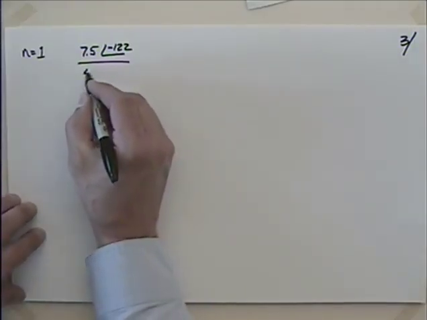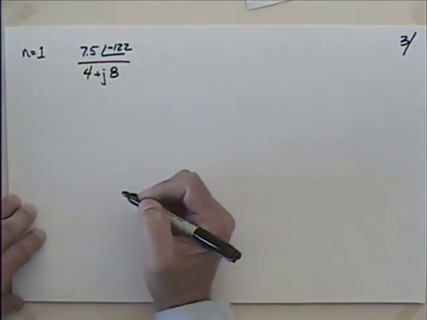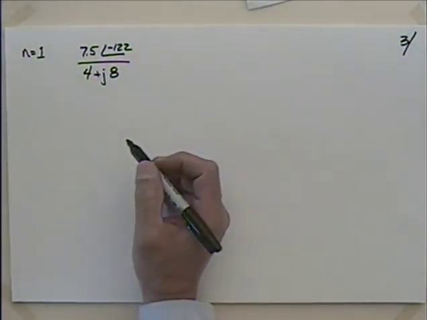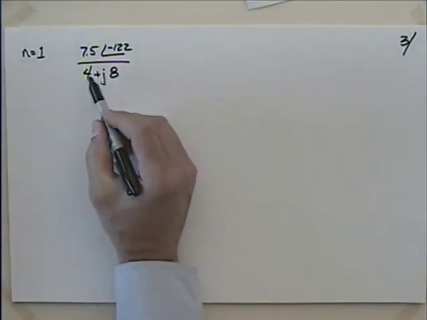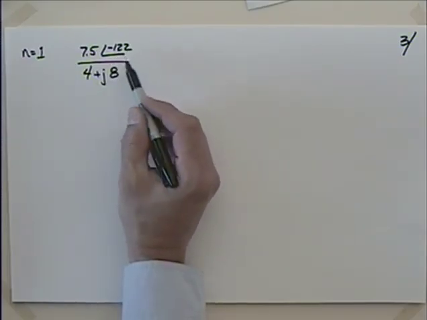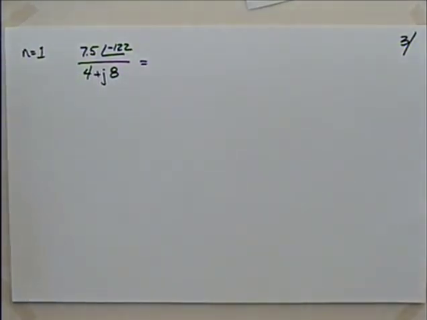So I have 4 plus j8, because n is equal to 1. I don't need to worry about the n value there. If I could do this by hand, I would convert this rectangular form to polar form, divide the magnitudes, and subtract the angles. Probably easier just to go to my calculator and put those two numbers in. And when you do that, let's see what we come up with.